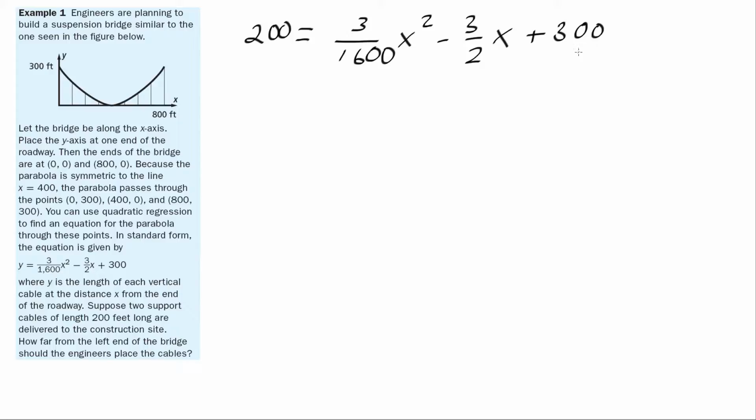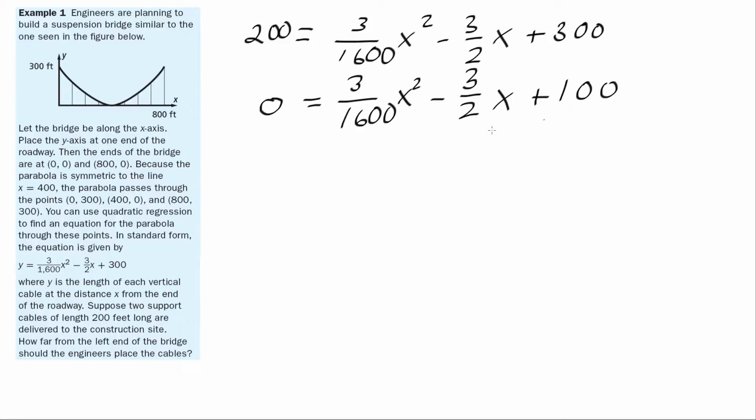Now, in order to solve it, we would like to use the quadratic formula, so we have to set it equal to 0. That means we will subtract 200 from both sides of the equation. Doing that, I have that 0 equals 3 over 1600 x squared minus 3 halves x plus 300 minus 200 is 100. Now I've got something I can calculate.